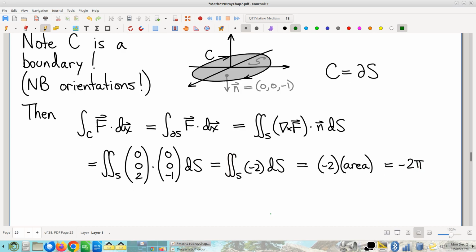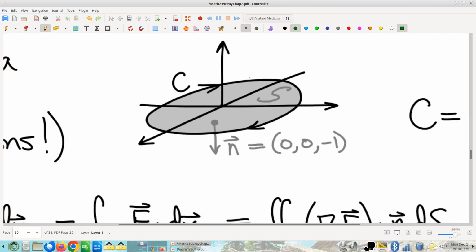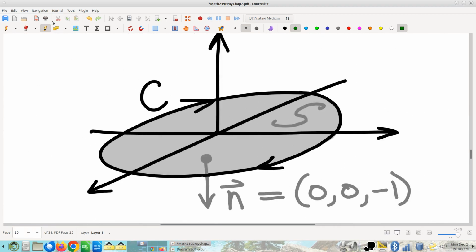So I have two options, right? Looking at this surface, and ignoring orientation, I can tell that this surface is fine. I just have to figure out which of the two orientations is correct. And you just kind of play the game.